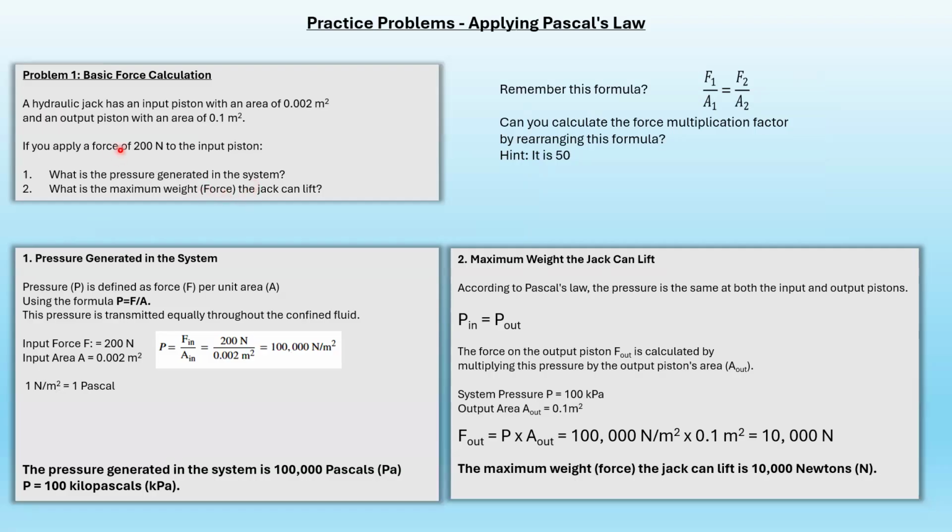All right. So let's see here. If you apply 200 newtons to the input piston, then there are two questions here. What is the pressure generated in the system? And then question number 2. What is the maximum weight or force that the jack can lift? All right, what do we have here? Answer number 1.